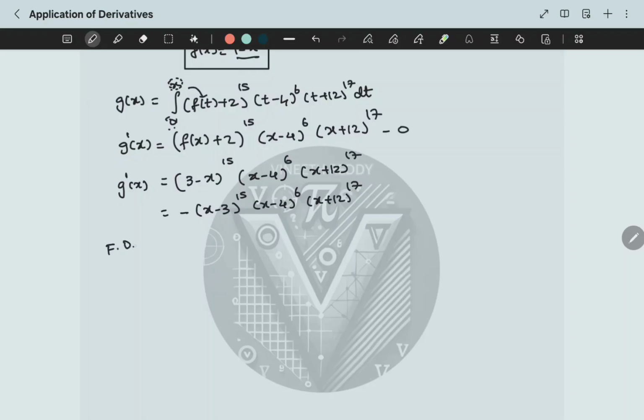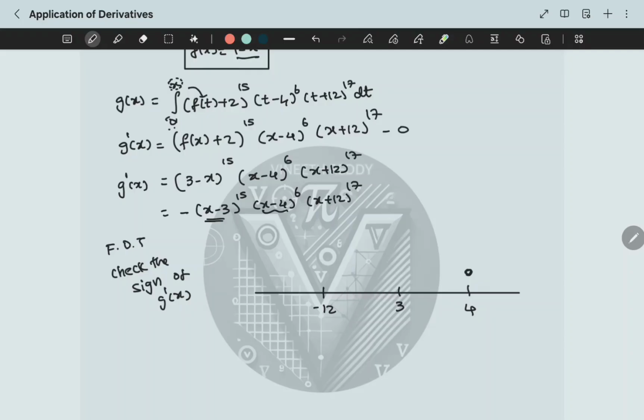Now as per the first derivative test, let us check the sign of g dash of x. So what are the critical points here? Critical points are minus 12, 3 and 4. See, for x minus 4, the degree is 6, which is even, so there will be no sign change. At x equals 4, the value will be 0 for g dash of x, but to the left of 4 and to the right of 4, there will be no sign change in g dash of x.